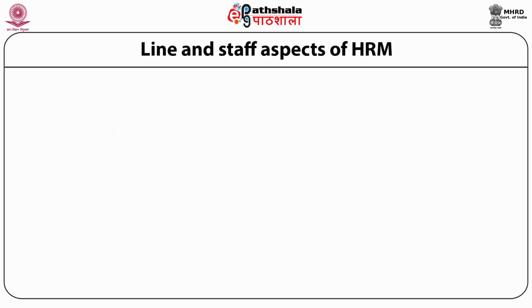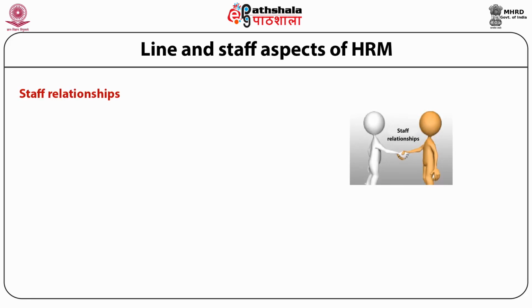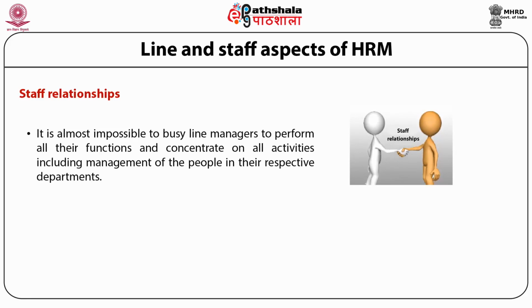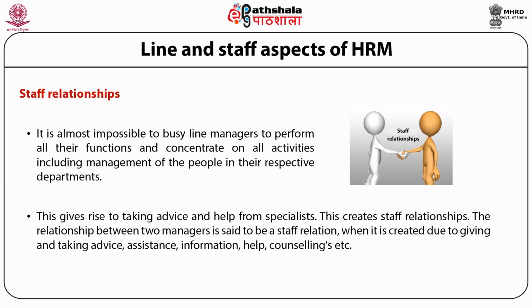The line and staff aspects of HRM. Staff relationships. It is almost impossible for busy line managers to perform all their functions and concentrate on all activities, including management of the people in their respective departments. This gives rise to taking advice and help from specialists. This creates staff relationships. The relationship between two managers is said to be a staff relation when it is created due to giving and taking advice, assistance, information, help, counseling, etc.